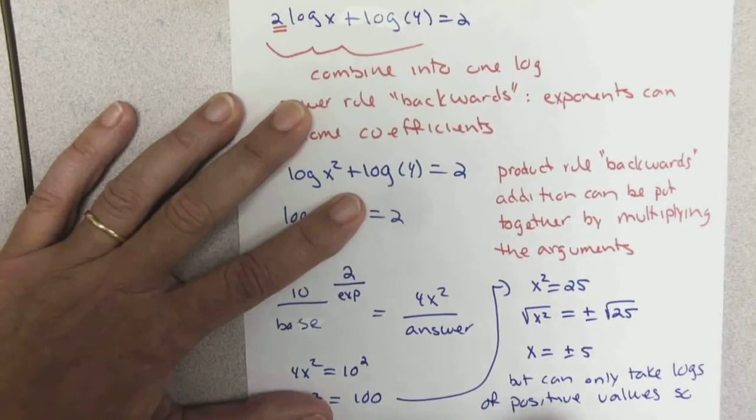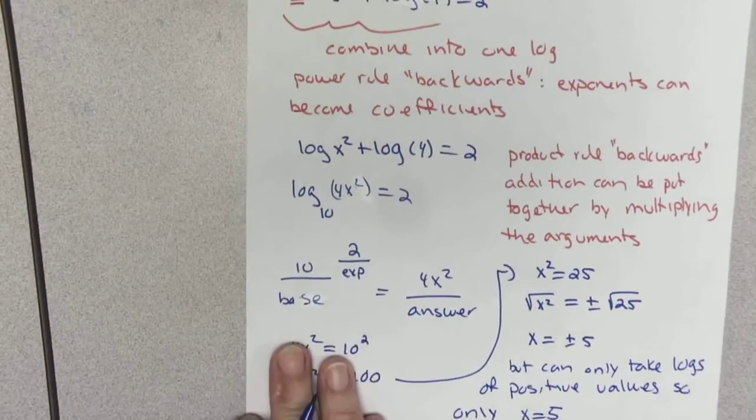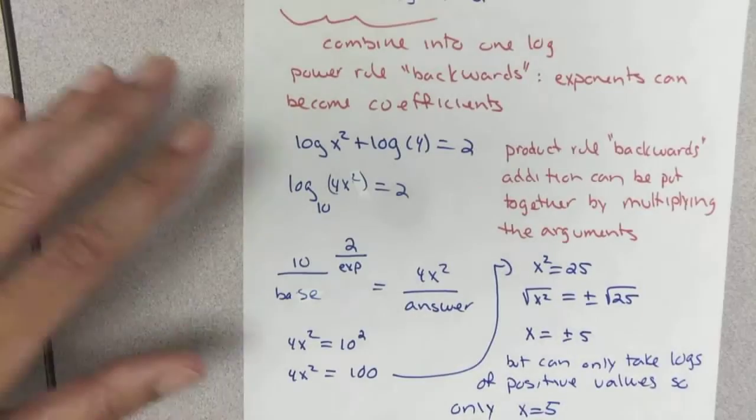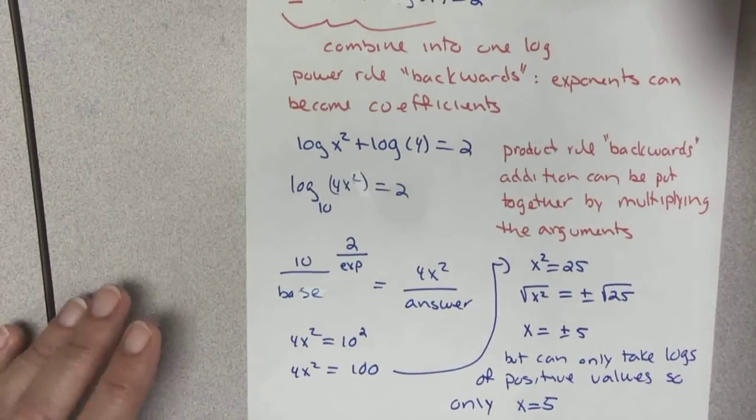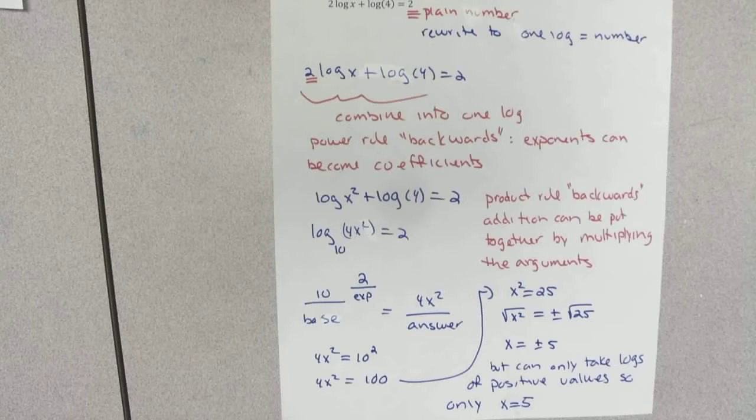So only x equals 5. And so here's one case. Zoom out a little bit, maybe see the whole thing. Yeah, there we see the whole thing. Here's one case where if you forgot the plus or minus on this problem, it wouldn't have mattered because I had to reject the negative solution.